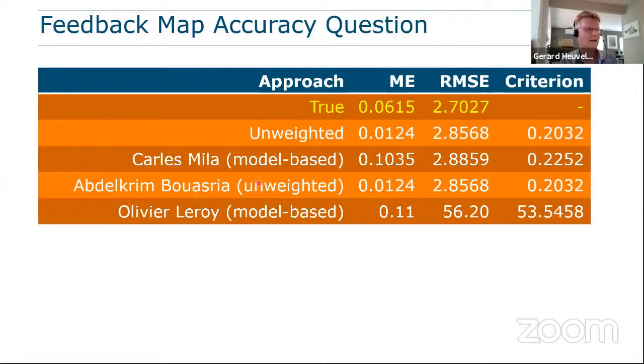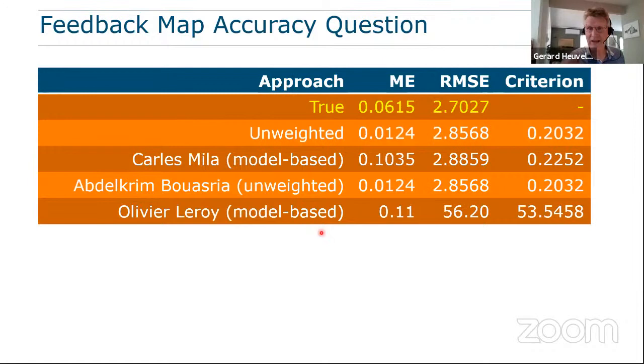Abdelkrim, you simply used the unweighted approach. You took the mean error and the root mean square error of the sample. And so you got exactly the same results as I had for unweighted, and exactly the same criterion. And then Olivier, I think Olivier submitted his answer this morning and also used a model-based approach, also quite good.